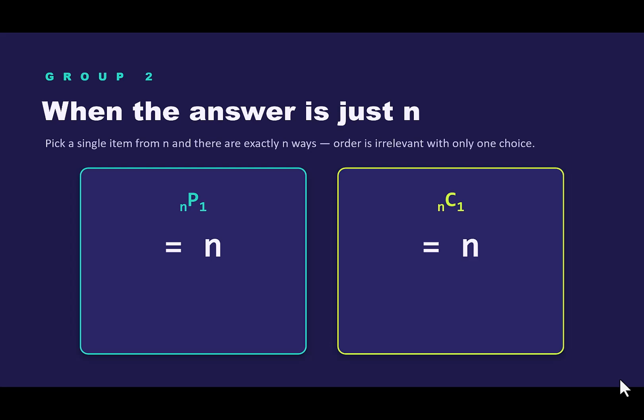So we have another instance when the permutation and combination are equal. A permutation of 12 choose 1 and a combination of 12 choose 1 are both going to be equal to 12. Our third instance involves picking two items.